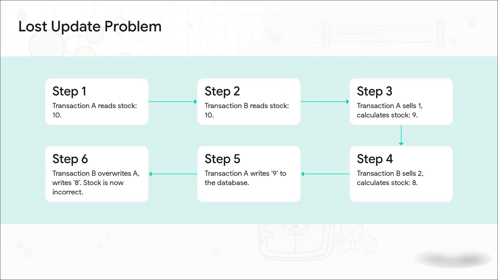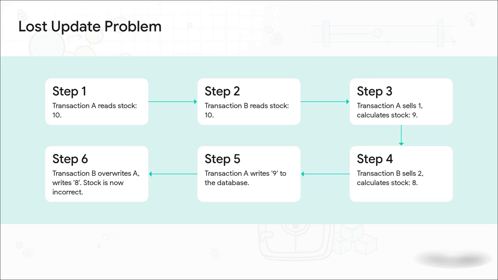Imagine two different customers, A and B, trying to buy the last of some popular item at the same time. Okay, so step 1. A's computer reads the stock level. It's 10. Step 2, B's computer reads the stock level. It's also 10. Now A buys one item, and their system calculates the new stock should be 9. At the same time, B buys two items, and their system calculates the new stock should be 8.